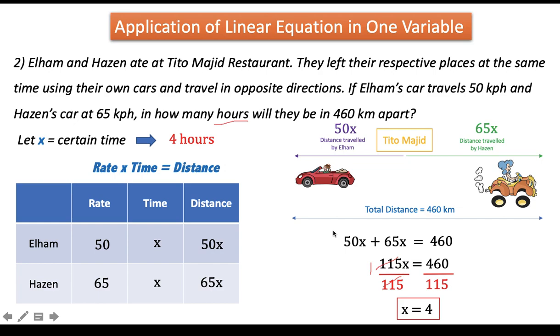So to check if they are really correct, this is the distance of Elham. Since our x is 4, 50 times 4 is 200. And this is the distance of Elham in 4 hours. Hazen's distance is 65 times 4, and that is 260. So it will take 260 kilometers because Hazen's car is faster. So 260 plus 200 makes 460. So it means it satisfies our given. Therefore, 4 hours is the correct answer.